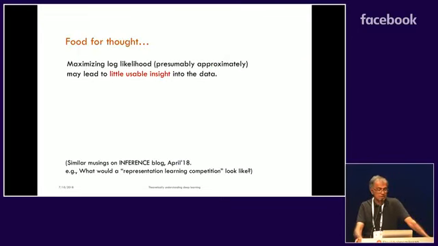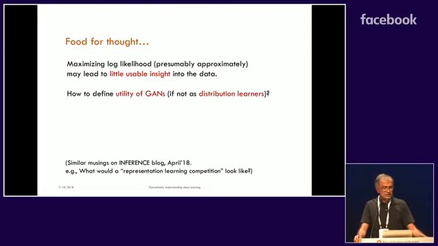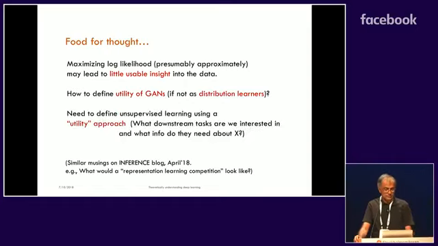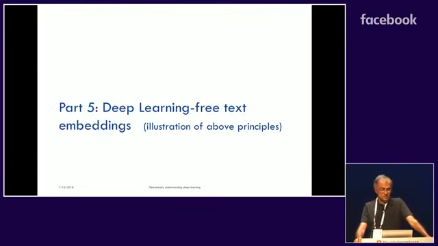Okay, so the food for thought in this section is that maximizing log likelihood may lead to little usable insight into the data, and may not be good enough for downstream classification tasks. And how do you define the utility of unsupervised learning in general, or say of GANs? And so we should think, for theory also, this is a great question, about unsupervised learning via some utility approach, maybe formalize what downstream tasks we're interested in, and what info they need about X. So this sounds like vague, mealy stuff, right?